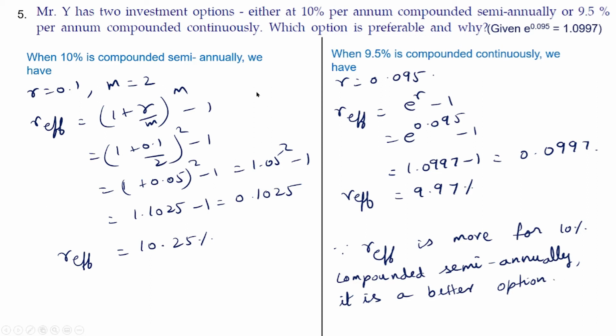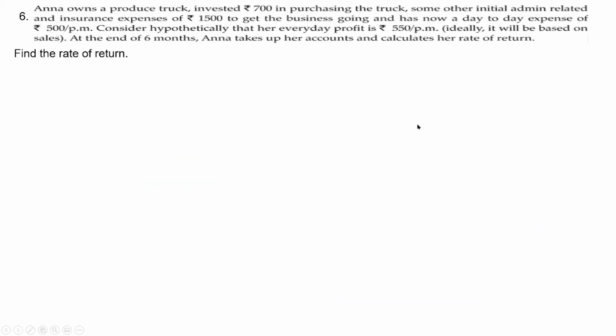So this is the next type of question. The first type is where the nominal rate is given and we have to find the effective rate. Then the second type, which we saw, was where the effective rate was given and we have to find the nominal rate, and then finding the interest, and then finding the effective rate. And this is another question where we have to compare two options. Next we have another type of question where we have to find the rate of return.